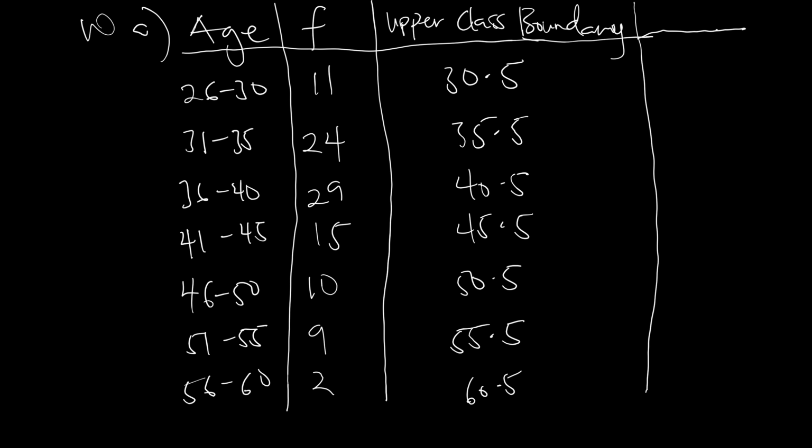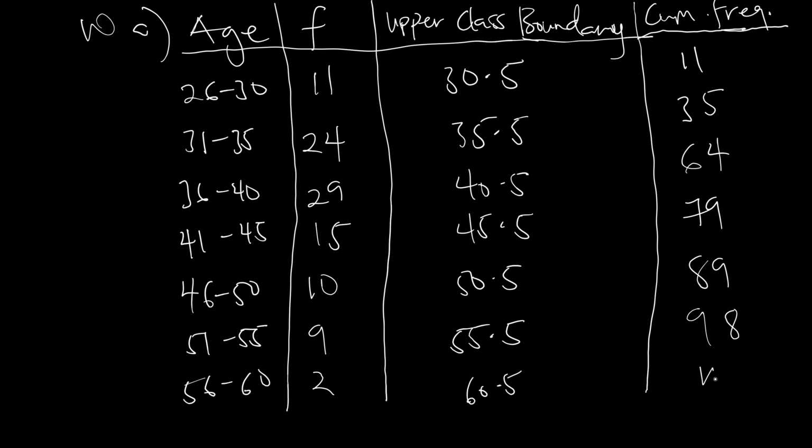And then we need our cumulative frequency. It's found by adding the next frequency. Here we have 11. The next frequency is 24, so you have 24 plus 11, and that will give us 35. The next is 29, so you have 29 plus 35, and that will give us 64. So we do that for the rest of the values. We have 79, 89, 98, and 100. So this will be our cumulative frequency table.